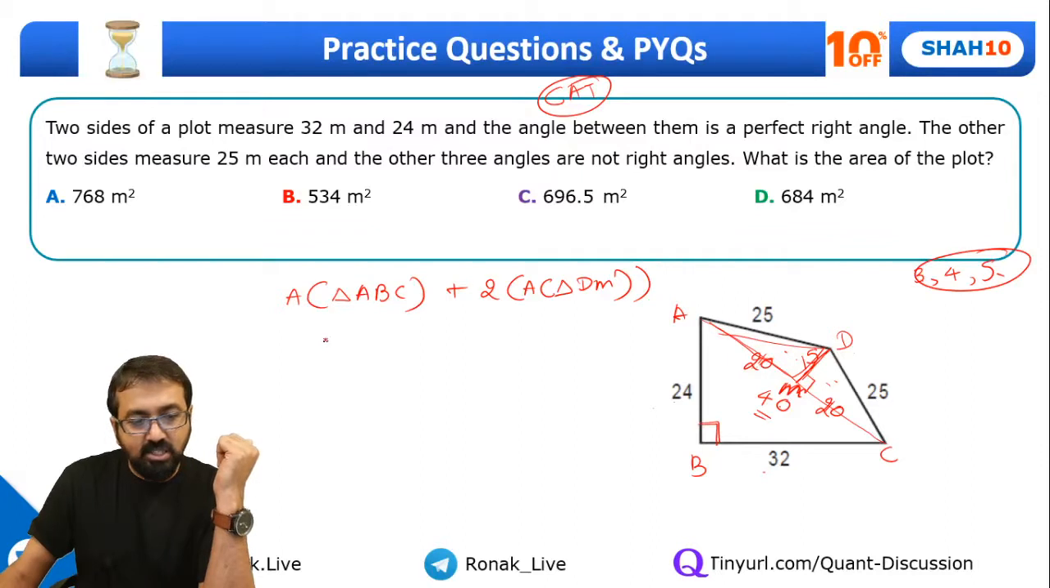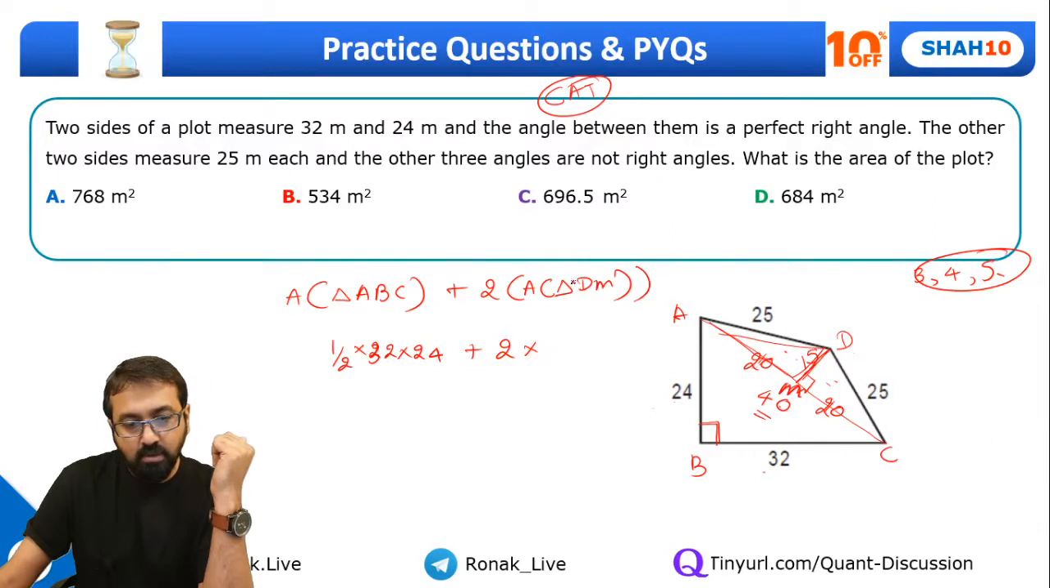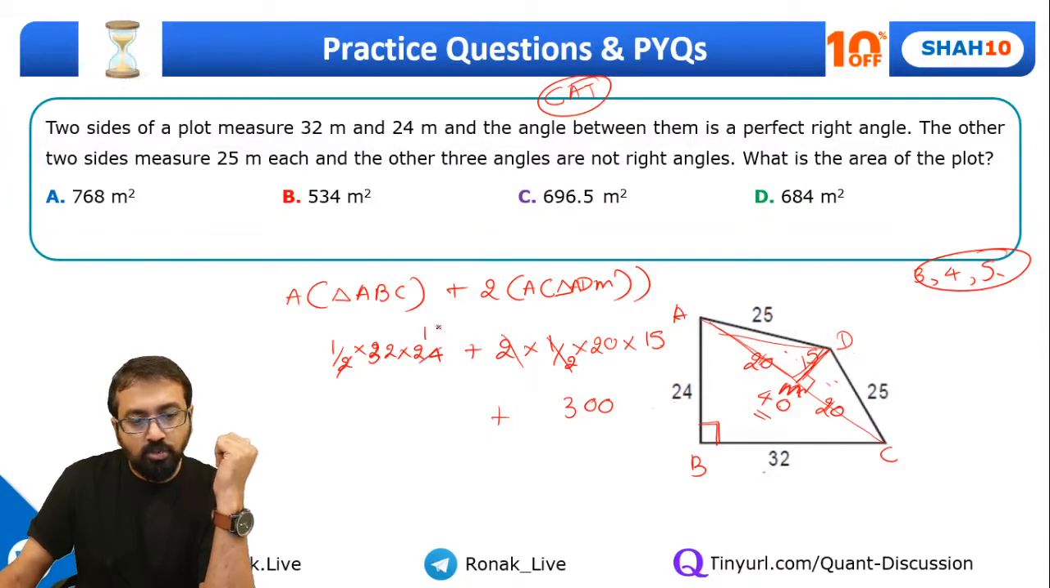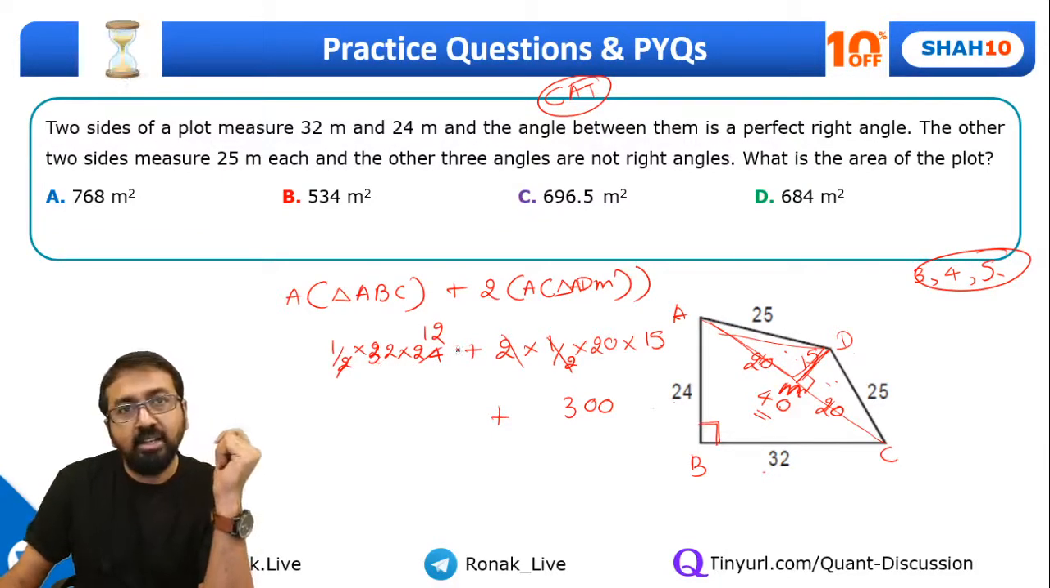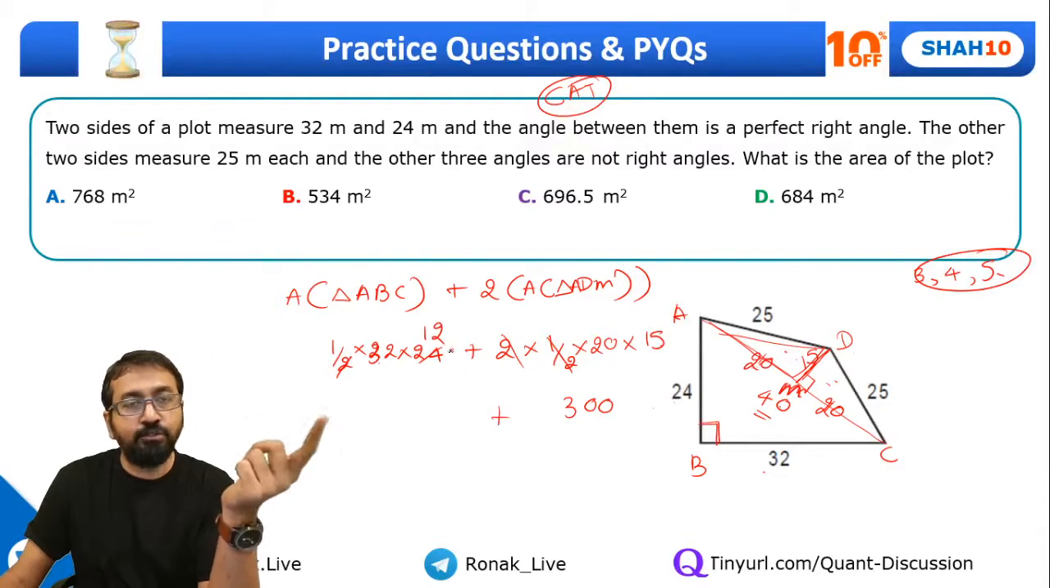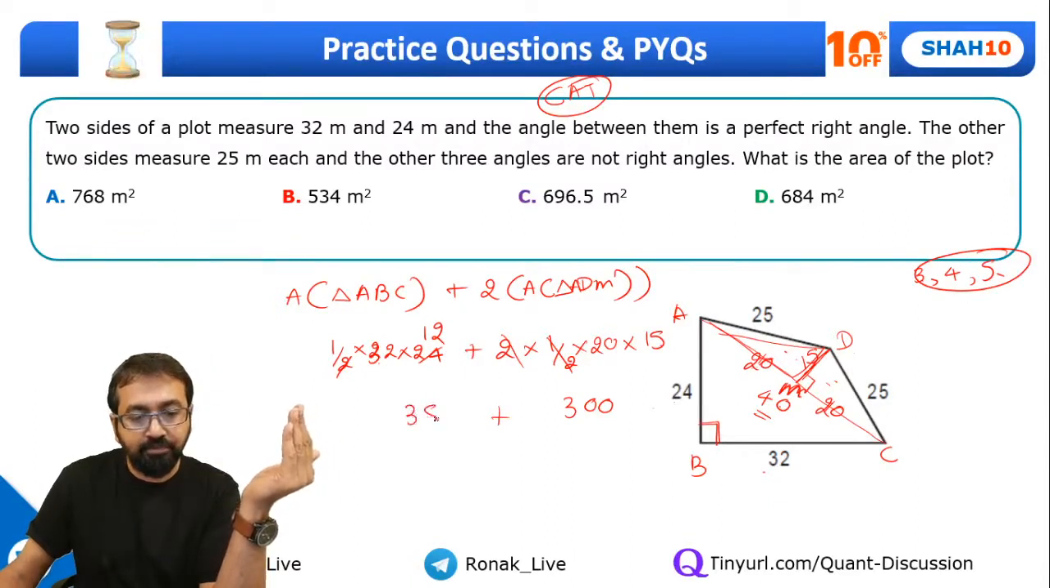So triangle ABC, it's going to be 1/2 base into height, that is 32 into 24, plus twice the area of triangle ADM. Okay, so it will be 1/2, now this is 20 into this is 15. So what will be this one? It's 300. What is this value? 12, 32 into 12. So 32 into 10, 320, plus 32 into 2, 64. 320 plus 64, 384. So the total required area is 684.